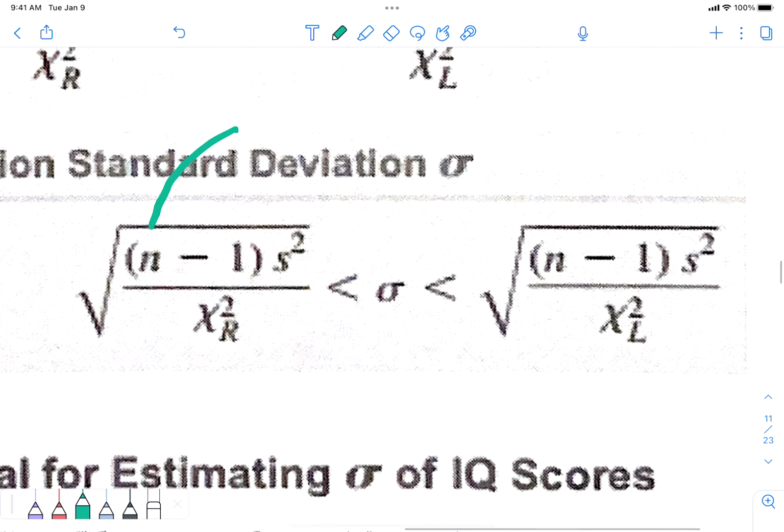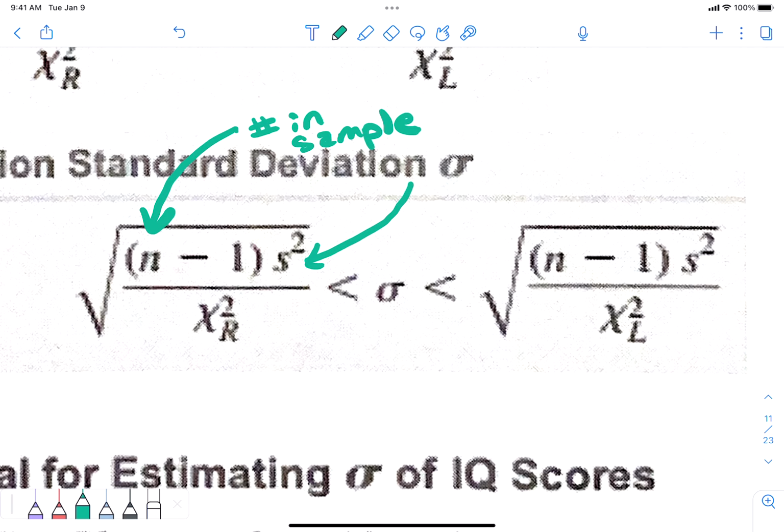So N. What's N stand for? The number in the sample. We're used to finding him. He's the easiest one to find, right? The number in the sample. What does S stand for? The standard deviation. Which standard deviation? Just wait. But we're going to write it in so you remember. Which one? The sample, right? We're writing it in so you remember.